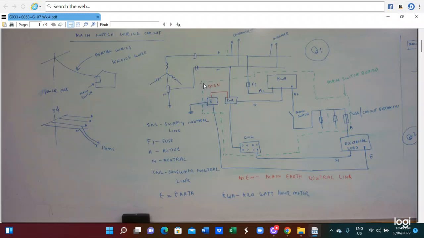In this case, a supply neutral link, active link, and fuse at the neutral wire, and so on. Here we connect the kilowatt meter, main switch, and also fuse. And this is the electrical load. And this is a consumer neutral link. So this is the main switch circuit wiring diagram.